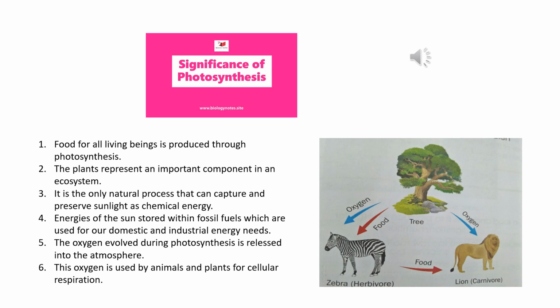And the last two. The oxygen evolved during photosynthesis is released into the atmosphere. This oxygen is used by animals and plants for cellular respiration. That means we can respire from this oxygen. So the whole world is impossible without photosynthesis.